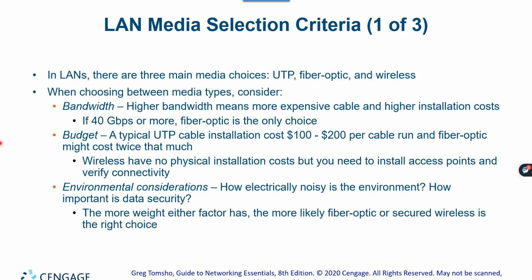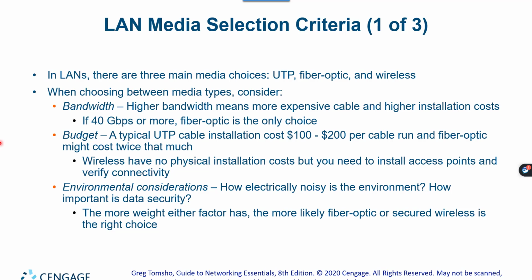So, to recap what we've been talking about, there are three main choices when we're selecting our media. If bandwidth is the most important to us, then we're probably going to need fiber. So remember, these different interests are competing. The bandwidth works against the budget. The higher the bandwidth, the more it's going to cost. If you're more budget conscious, then the bandwidth is going to come down. So they have an inverse relationship.